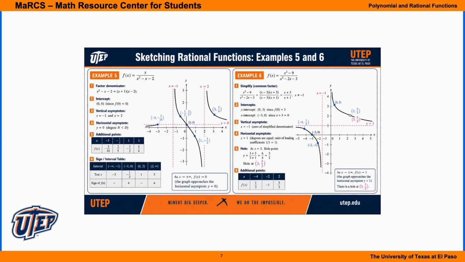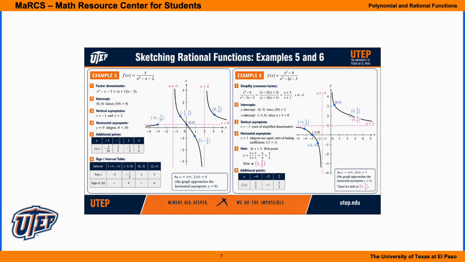Here are some more examples of sketching rational functions. For example 5, we have the function f of x is equal to x divided by (x squared minus x minus 2). So first we want to simplify the denominator. So x squared minus x minus 2 can be factored into (x plus 1) times (x minus 2). For our y-intercept, that'll happen at the origin, (0, 0), since f of 0 is equal to 0.